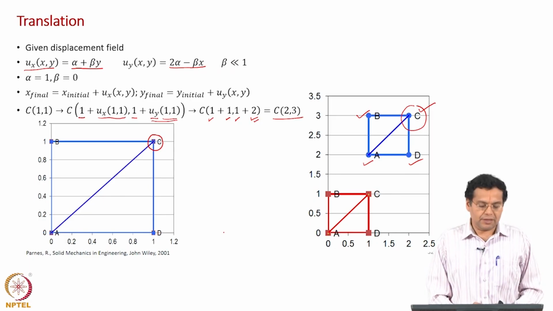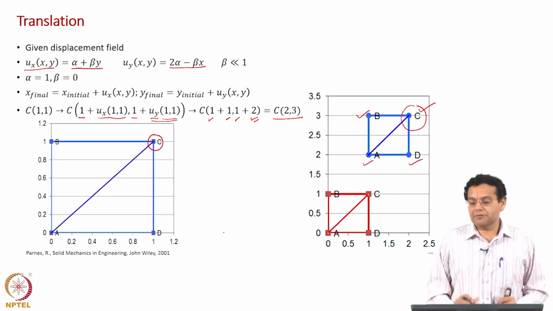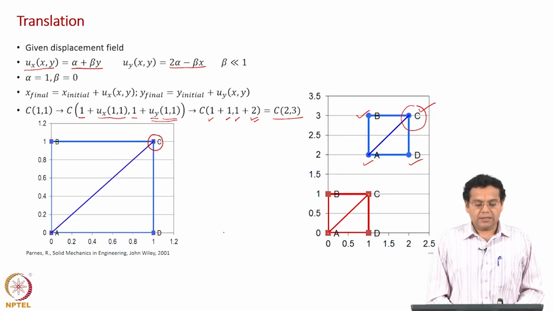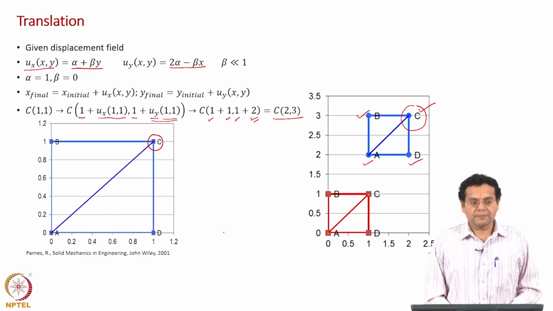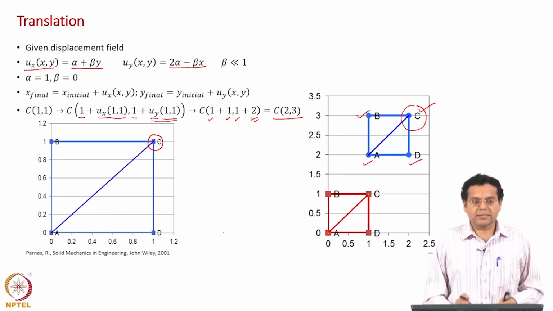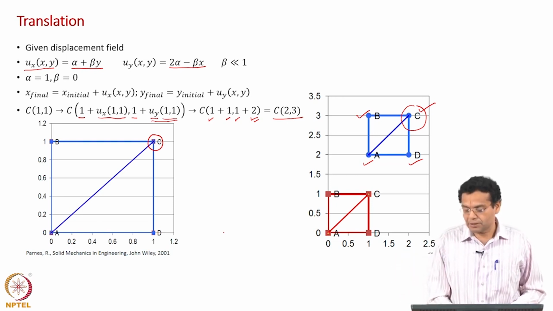Okay. So, what have we done? We are given the displacement field in terms of u x and u y. In this particular case we are taking beta equal to 0, alpha equal to 1. We are given the initial coordinates. Using the displacement we found out the final coordinates. Now let us see what has happened to the plate.